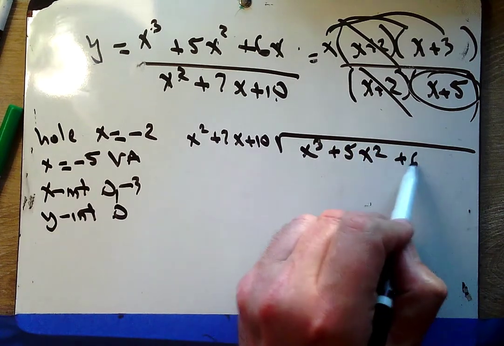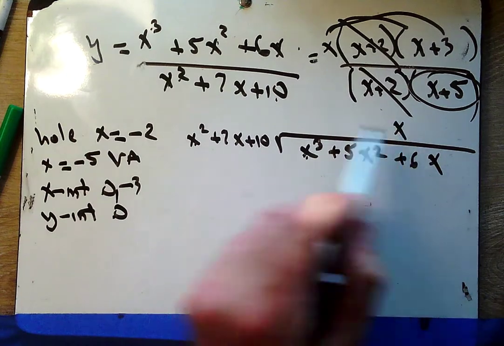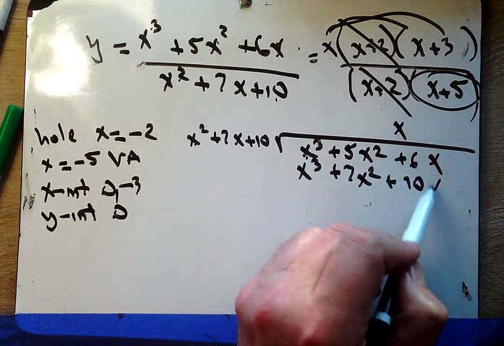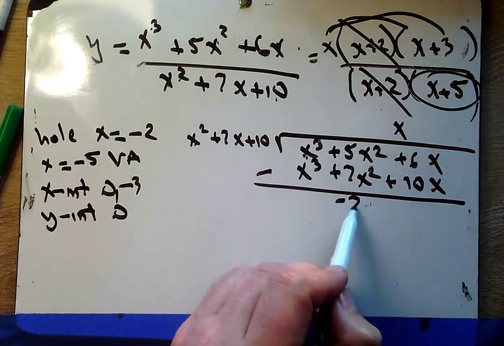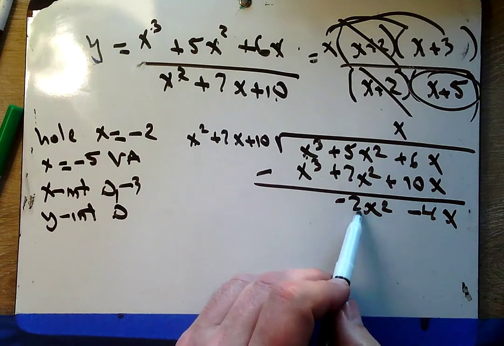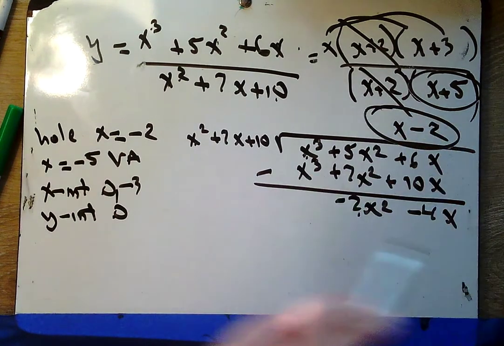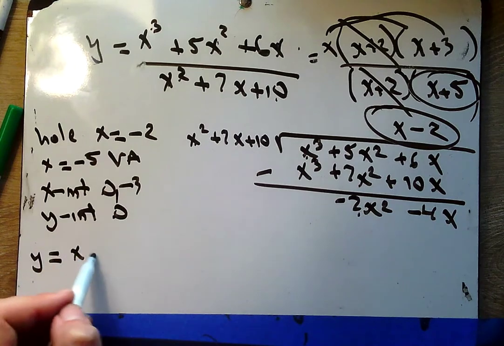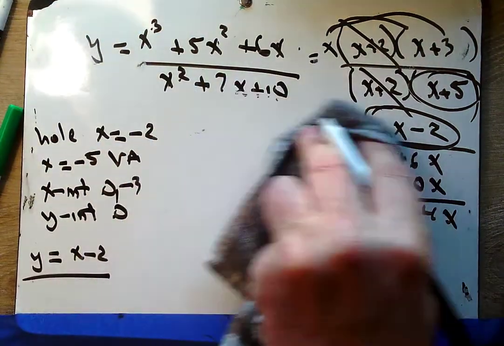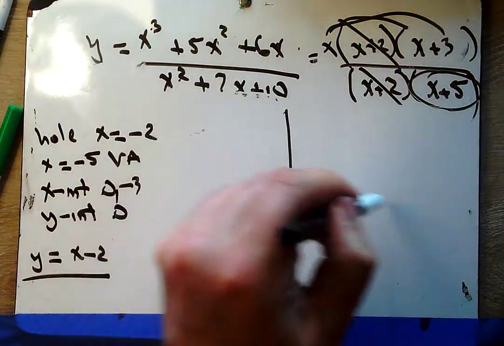Okay, so we've got x squared plus 7x plus 10 over x to the third plus 5x squared plus 6x. What do I multiply this by to turn it into this? x to the third plus 7x squared plus 10x, and I subtract: -2x squared minus 4x. What do I multiply that by to turn it into that? -2, and then stop. y equals x minus 2. There's my slant asymptote. Okay. So let's graph what we know.